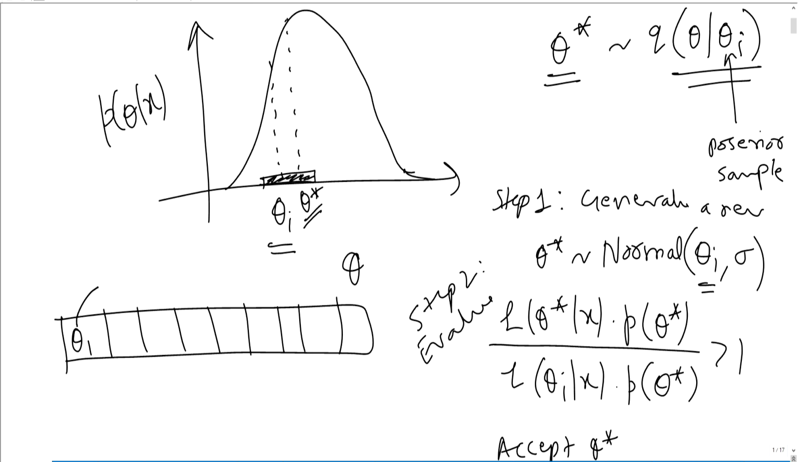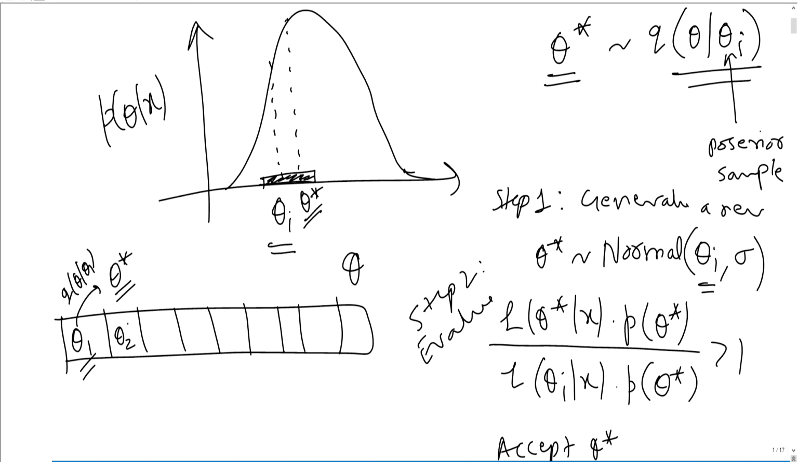Then conditional on this, let's say using a normal distribution or some density q of theta given theta 1, you generate a new proposal theta star. Now you compare the posterior density of theta star and theta 1. If the posterior density of theta star is greater than theta 1, then you accept theta star as a new sample theta 2, or you reject it, right? So there are criteria for accepting and rejecting it that we will discuss, but that's the basic idea.